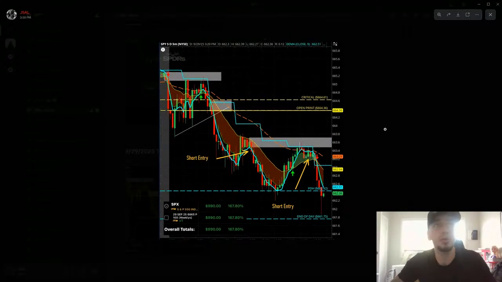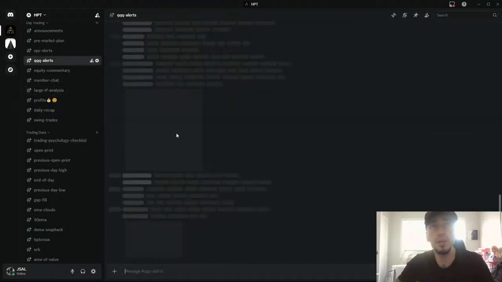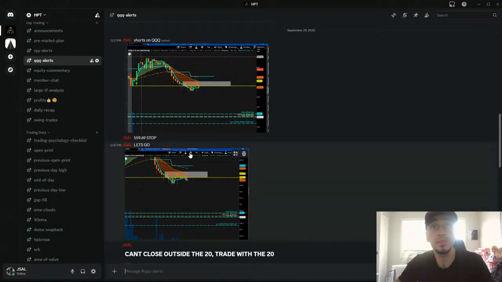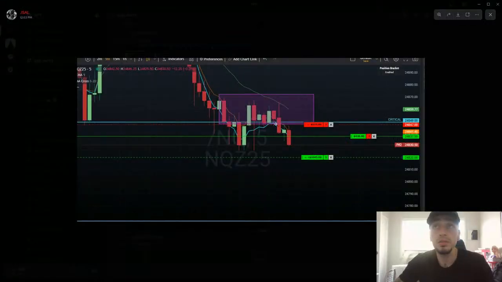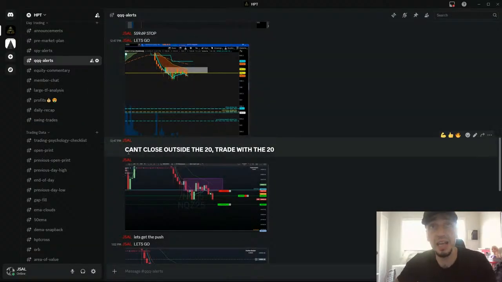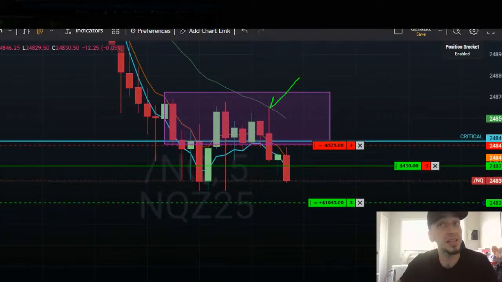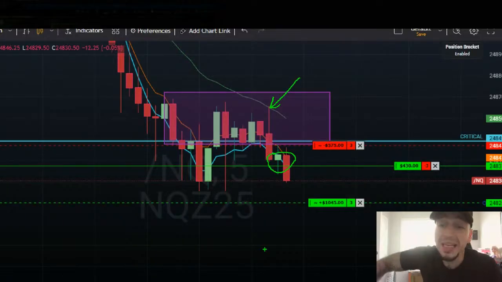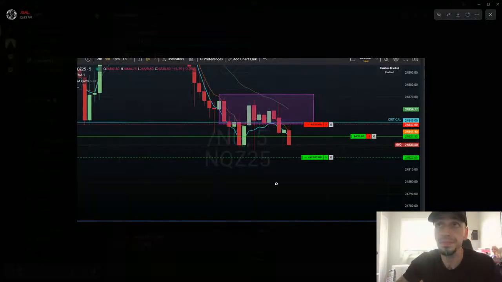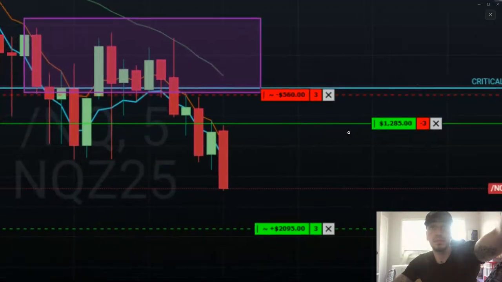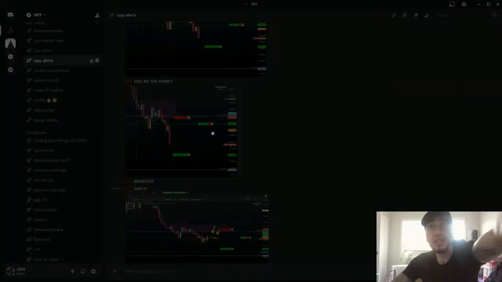Oh, I took a trade on QQQ too. All right, let's look at that one. Look at this. So once again, over here on the NASDAQ, can't close outside the 20, trade with the 20. Okay? Look at this. Can't close outside the 20, trade with the 20. I got a horrible fill here. Horrible. But I was still confident that this was going to continue because of the way we use our moving averages. And it did. Look at this. Beautiful trade.